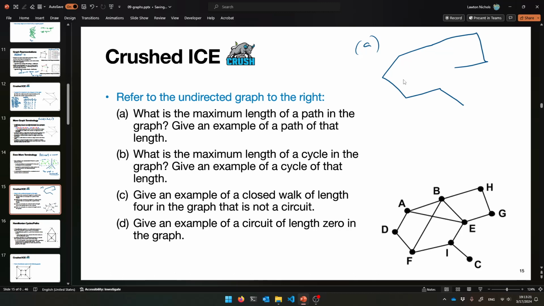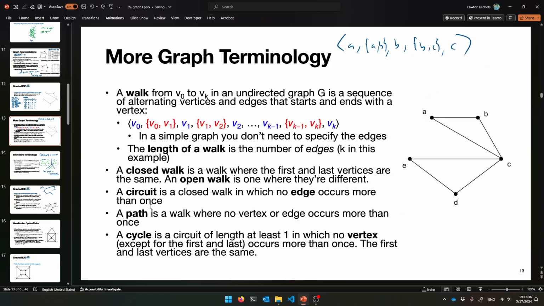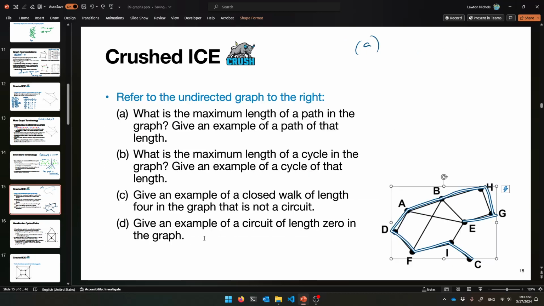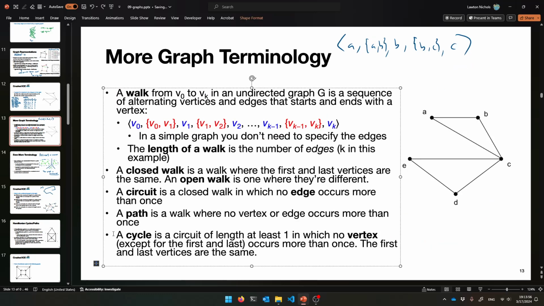There might be multiple. This edge is implied. You must use that edge. But there's a way to go this way that would also work. Around that way. What's the maximum length of a cycle in this graph? Let's figure this out. A cycle can't repeat vertices except for the first and last ones. But we can repeat edges. Oh, sorry, it's a circuit. You can't repeat edges because it's a circuit. Never mind. So no vertex repetition nor edge repetition, but it's got to be the longest one possible.